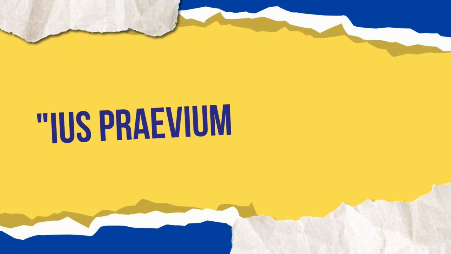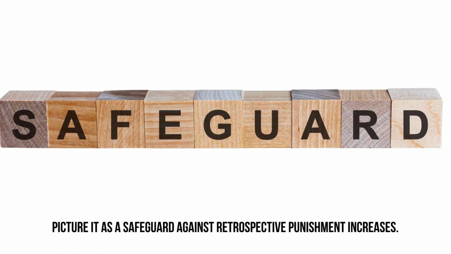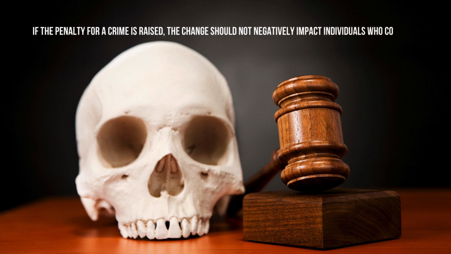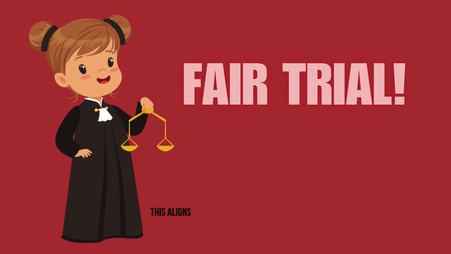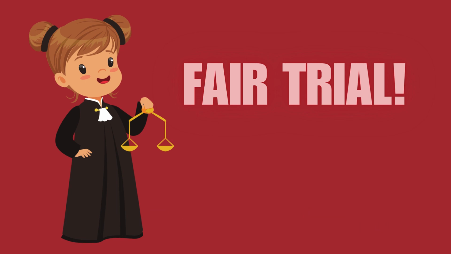Now, let's navigate the complexities of the ius praevium principle. Picture it as a safeguard against retrospective punishment increases. If the penalty for a crime is raised, the change should not negatively impact individuals who committed the offense before the increase. This aligns with the right to a fair trial, ensuring the accused benefits from the least severe prescribed punishment at the time of the offense.